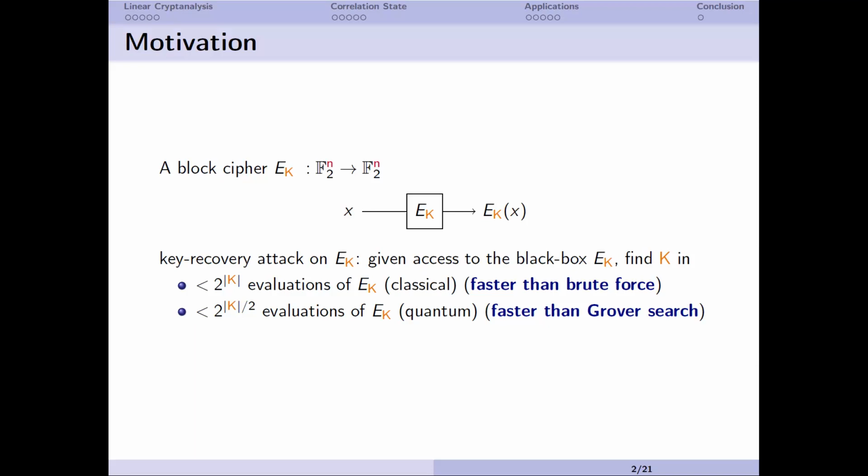But today we're interested in the quantum setting. In the quantum setting, we know that we have a faster exhaustive search, which is given by Grover's algorithm. It can work in time 2 to the size of k over 2, instead of 2 to the size of k. And an attack in the quantum setting is simply a procedure that finds the key faster than Grover's search.